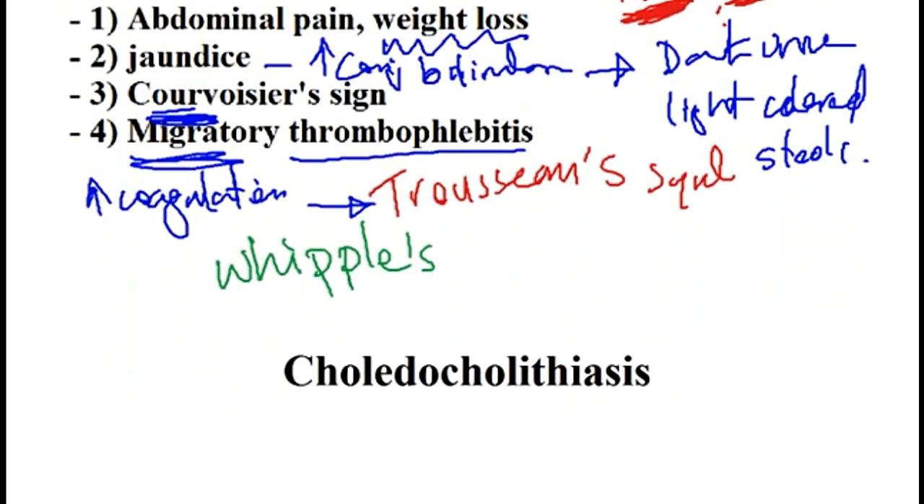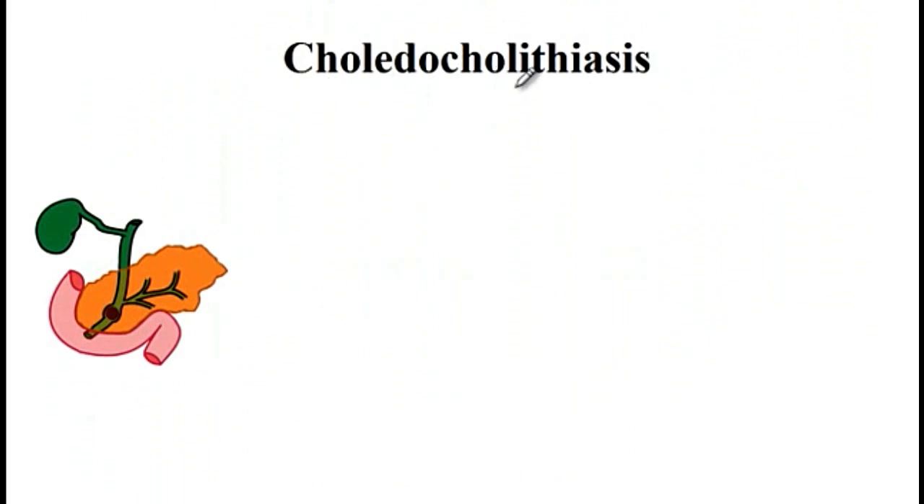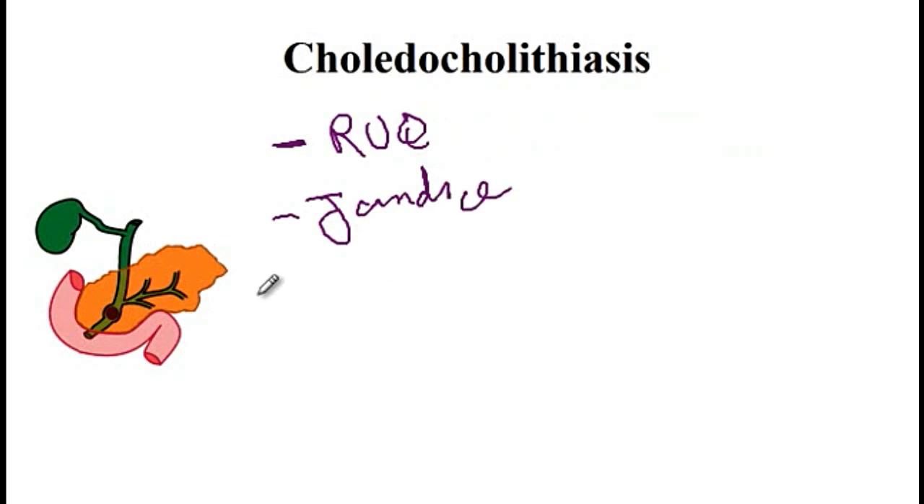The next condition is choledocholithiasis, and as I just mentioned earlier, it's because of the presence of a gallstone inside the common bile duct, and the clinical features of this disorder include right upper quadrant abdominal pain, jaundice, elevated total and direct bilirubin, as well as elevated alkaline phosphatase.